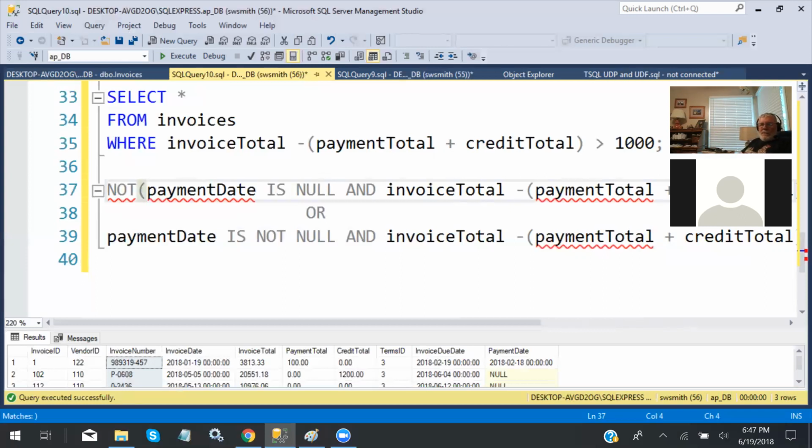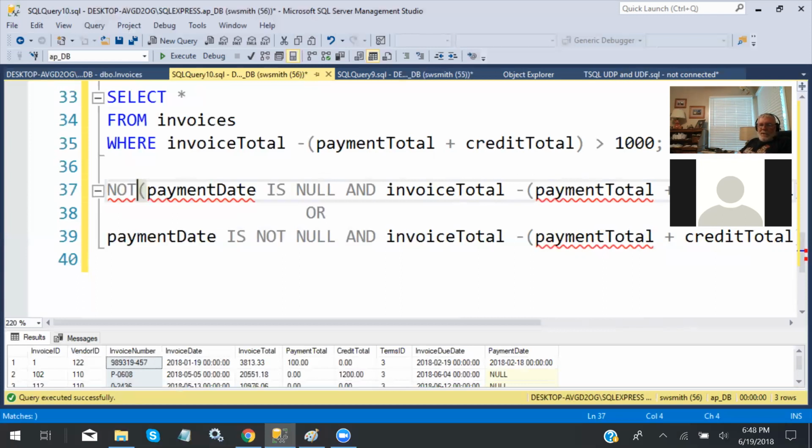That is correct. The first one: if the payment date is null, then it will look at the second one, invoice total, the balance due is greater than 0. If that is true, it will not look at the second piece of the or. So if the payment date is null, it will not look at the and, but it will drop to the second part of the or.